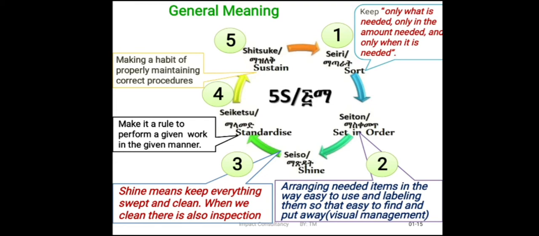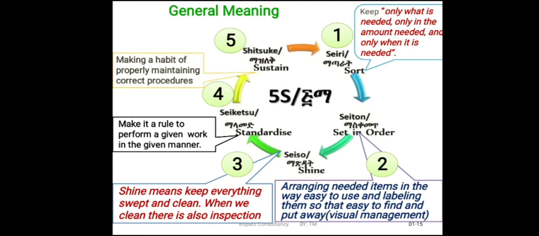So the first is to keep only what is needed, only in the amount needed, and only when it is needed. The second is arranging needed items in a way that is easy to use and labeling them so that they are easy to find and put away.